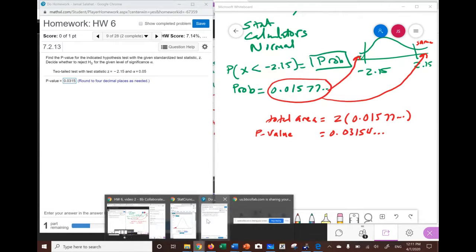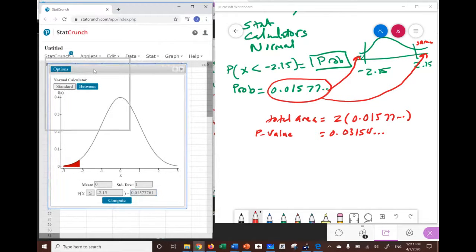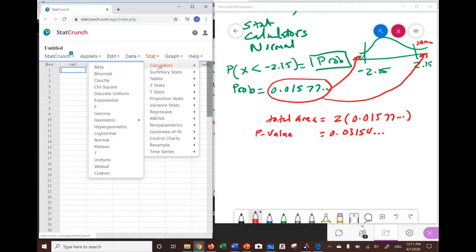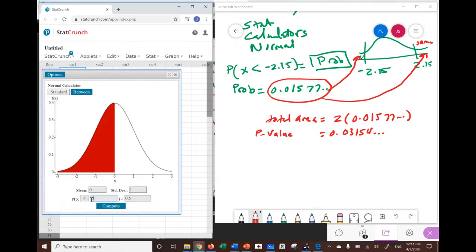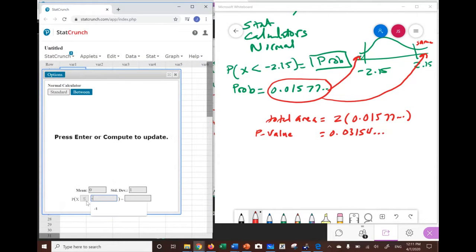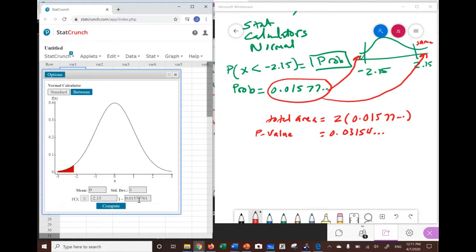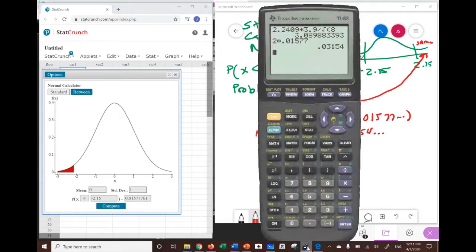Let me repeat my steps again. Stat, calculators, normal. I'm going to go to under native 2.15 and hit compute, and it's going to be this number. Okay, so then multiply that by 2. So it's going to be 2 times 0.0157761, and it's going to be 0.031.